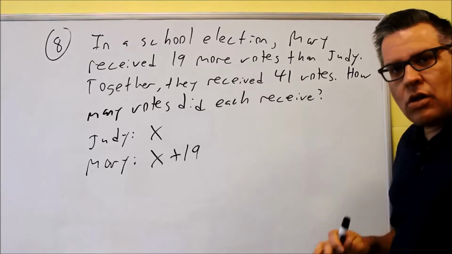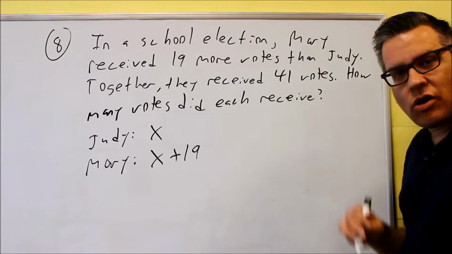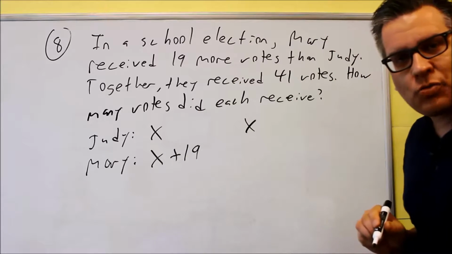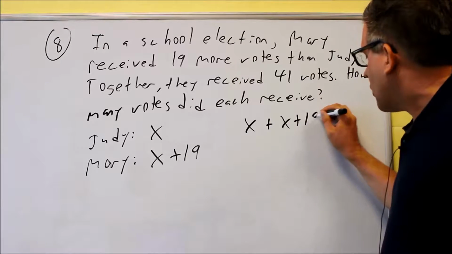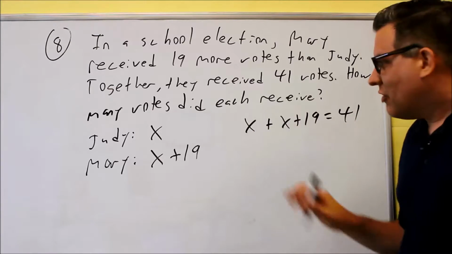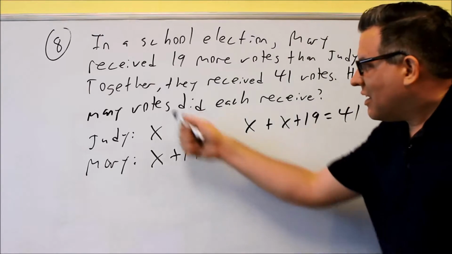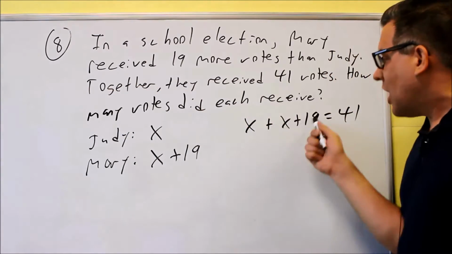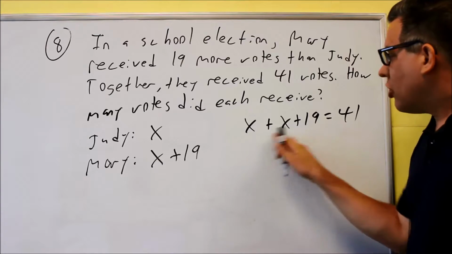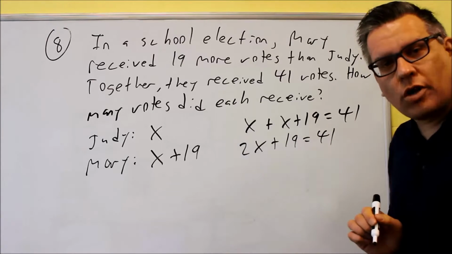It says together. Okay, so together means that you're adding both of these together. Together, they receive 41 votes. So let's go ahead and write the equation that we're going to use here. If it means together, that means I'm going to add both of these expressions together. Now, the most common mistake that I see here is people forget to put the extra x there. If you just put x plus 19, that's not correct because that's only representing the votes for Mary. It says the word together. So together means you have to add both of them together here. So you have x plus 19 plus x equals 41. You're going to add the two like terms. You get 2x plus 19 equals 41.